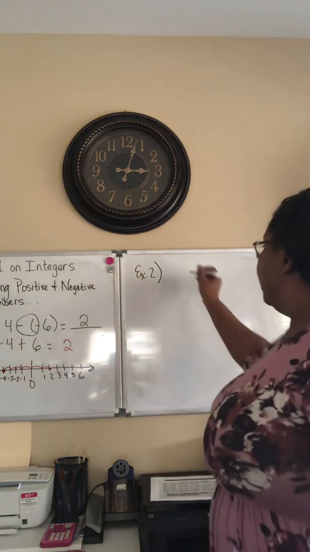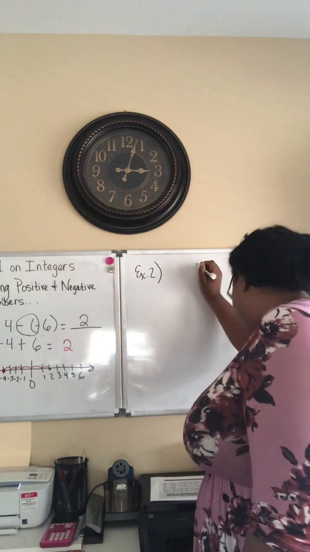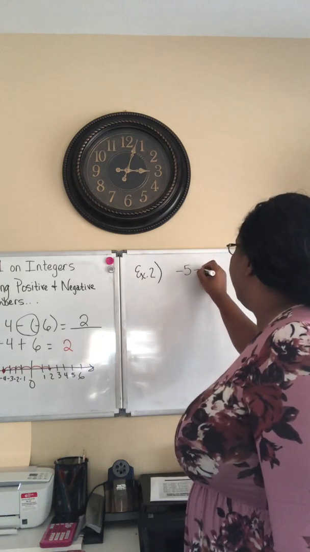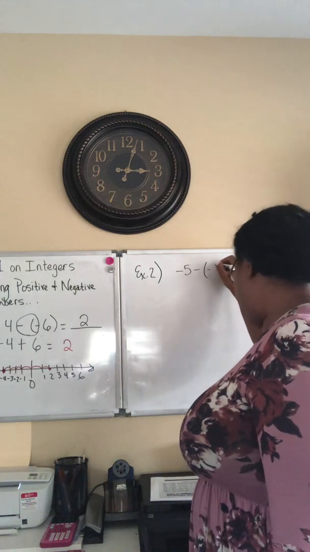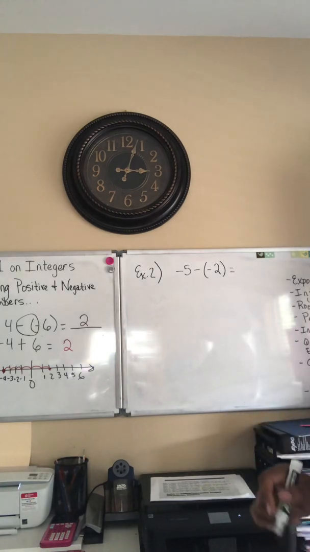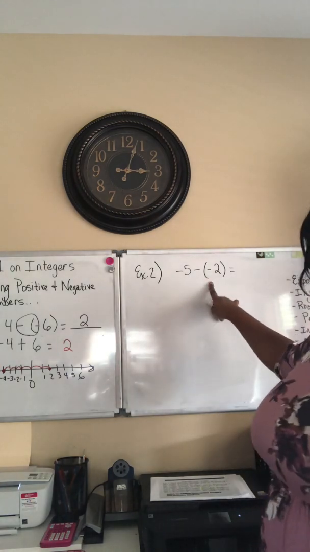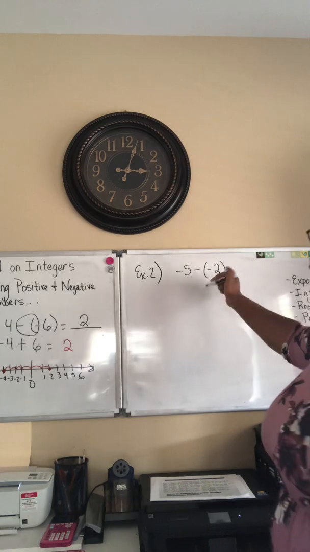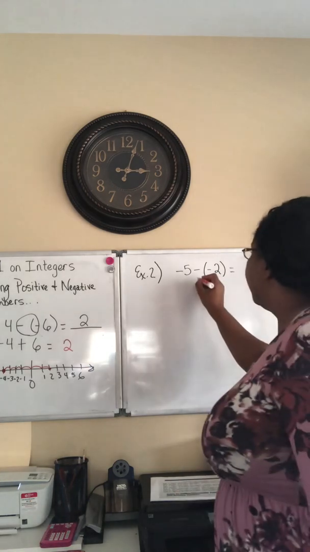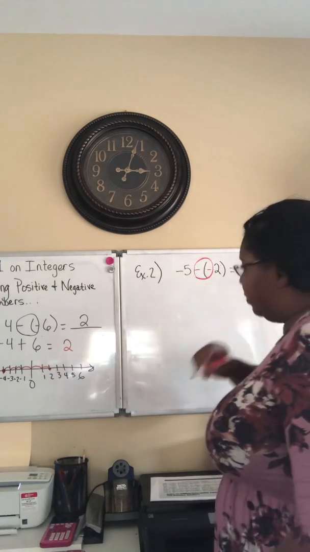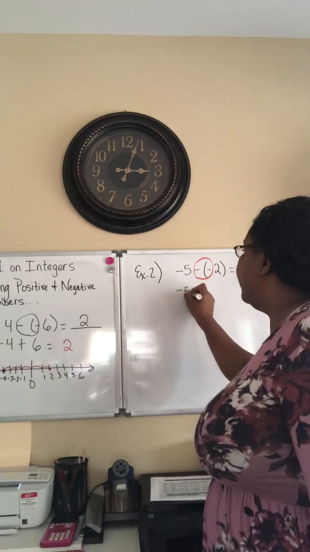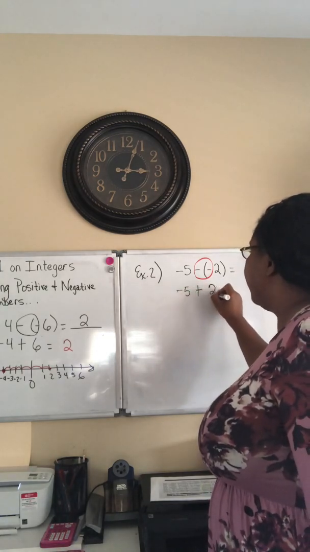All right, so here we go. Let's look at another example. Negative 5 minus a negative 2. Okay? Now, do we have that negative situation? Yes, we do. And I teach my students to circle that. And when they circle it, they kind of can tell that it looks a little bit like a broken plus sign. So they're going to rewrite the problem. Negative 5 plus a positive 2.